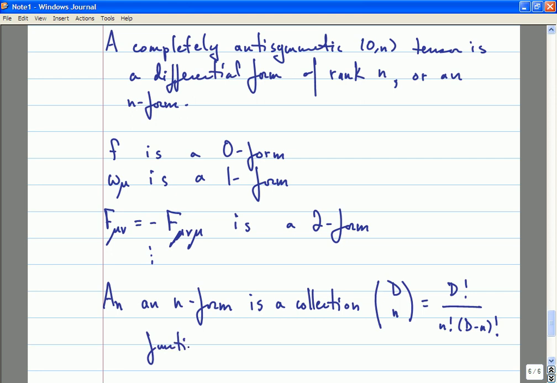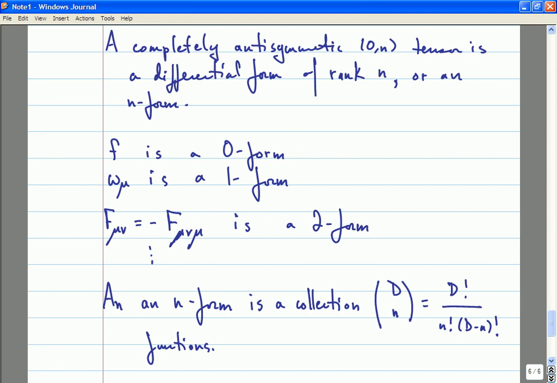Yes, there was a question. A differential form does not have to be an invertible matrix. So, for example, F mu nu is a 2-form with 2 indices. You could think of it as a matrix if you like. It doesn't have to be an invertible matrix. For example, F mu nu could be 0, and 0 as a d by d matrix is not invertible. In general, it does not have to be invertible.